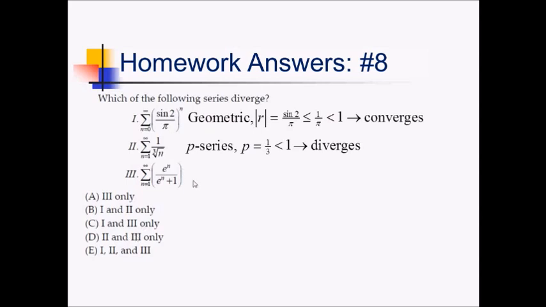Now this one, using my nth term test, as n approaches infinity, this 1 goes away. You just have e to the n over itself, which is just 1. Since the limit does not give us 0 of that nth term, that means that this is going to diverge as well by the nth term test. So definitely choice D then.